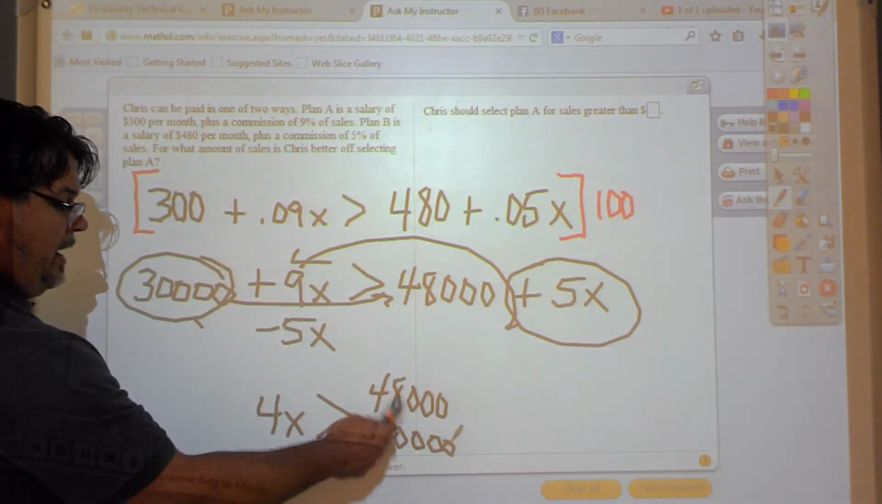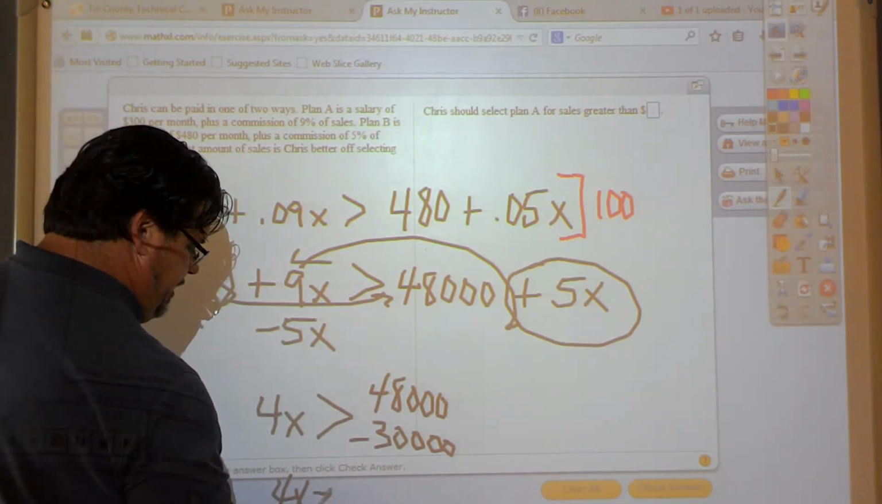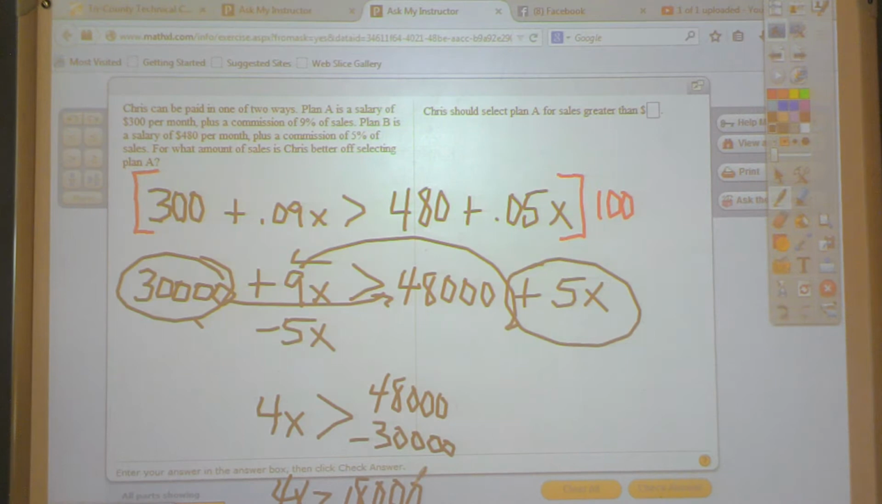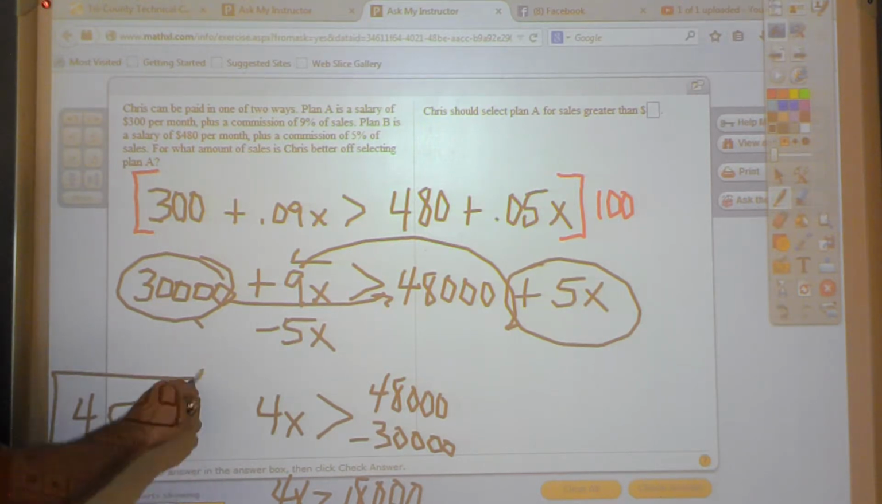Well, the 3 zeros go out, and you're left with 48 minus 30 is 18,000. 4x is greater than 18,000. Now the rest is simple because you only got 2 numbers to divide into, 18 and 20. Let me finish. 4 will go into 18 how many times? What does that leave? 2 and a 0, which is 20. And then what's left? Zeros, so 0, 0. Should be 4,500.